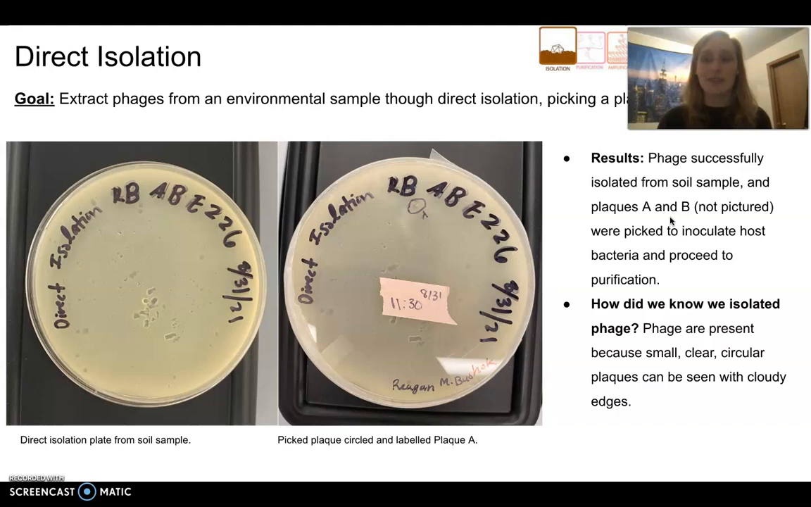We know we were successful because small, clear, circular plaques can be seen with cloudy edges around those plates, and those show that phage are present. There are some agar chunks, but those plaques are very clear.